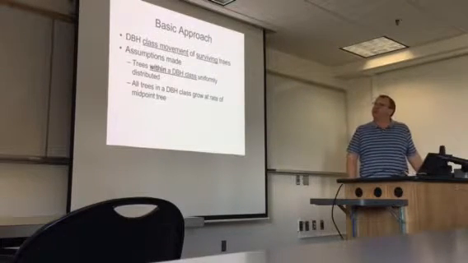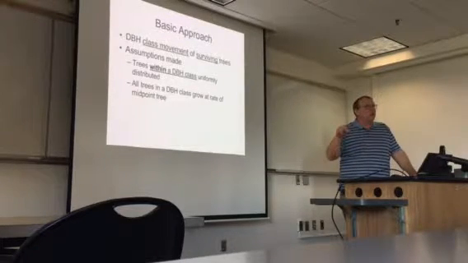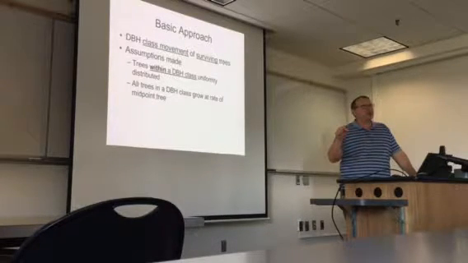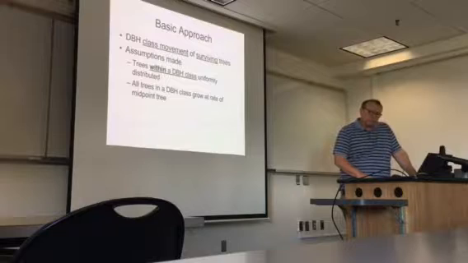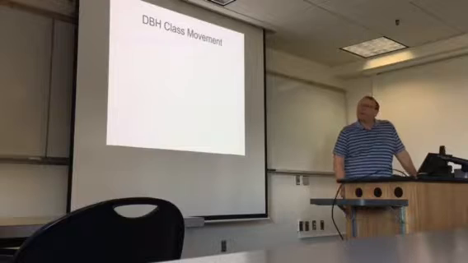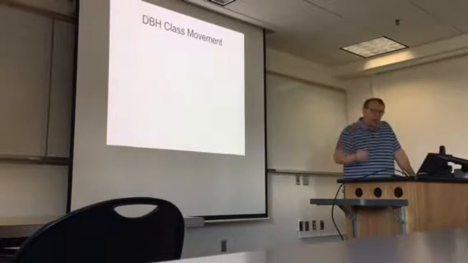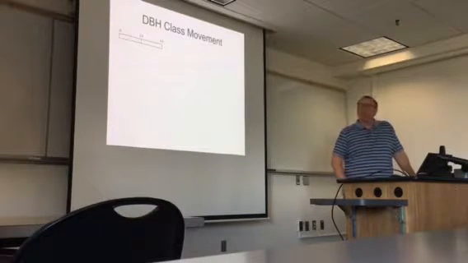So trees within a DBH class are uniformly distributed, and all trees in a class grow at the same rate as the midpoint tree. So again, if we're looking at the 5-inch class, going from 4.5 to 5.5 inches, we'll assume all those trees grow at the rate of a 5.0-inch tree. Okay? So, how do we go about moving trees between classes with those two assumptions? Well, let's look at a couple of examples.